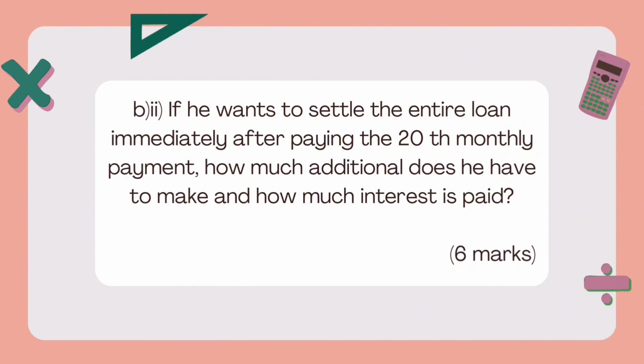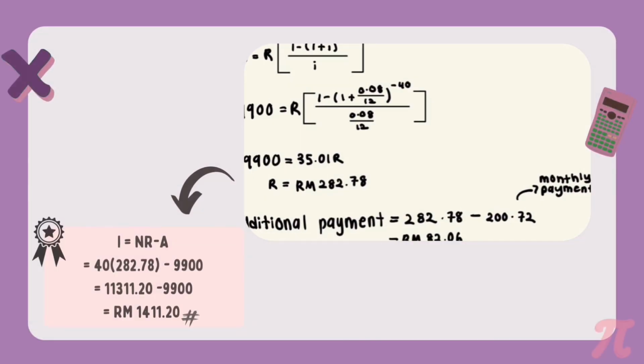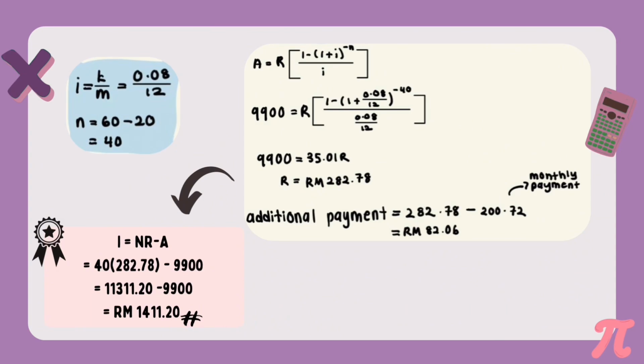For question B2, if he wants to settle the entire loan immediately after paying the 20th monthly payment, how much additional does he have to pay and how much interest is paid? So we need to determine the monthly interest rate I. So I equals K over M, where K is 0.08 and M is 12. Remaining number of payments N equals 60 months minus 20 months, we get 40 months.